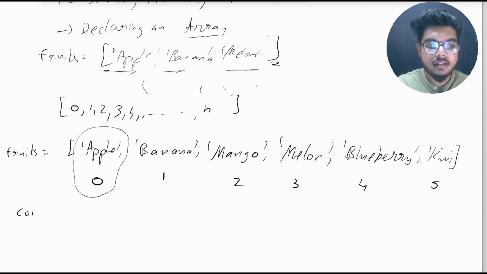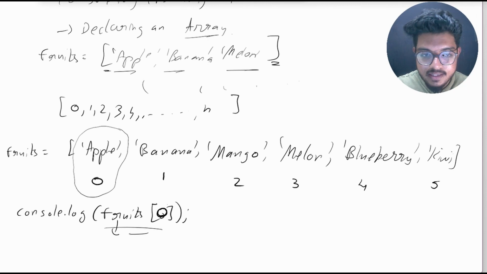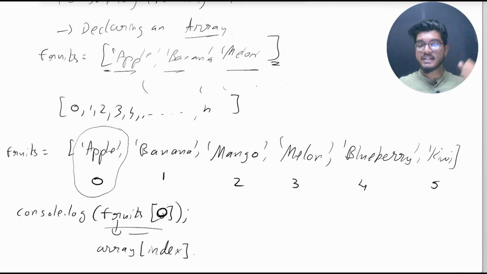Then I'll write console dot log fruits of index position 0. What happens is, this is the index position written in square brackets. See the syntax? This is the array name or variable name, and then this is the index position. It is similar in all the programming languages, be it C, Python, Java, JavaScript. The syntax is exactly the same.